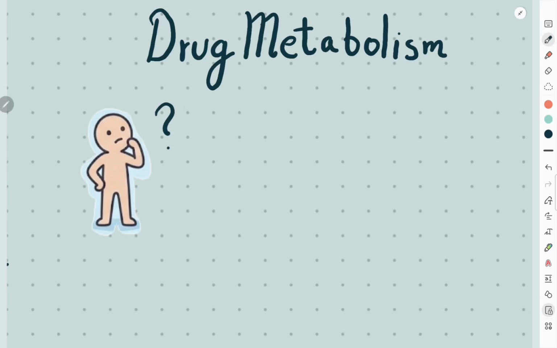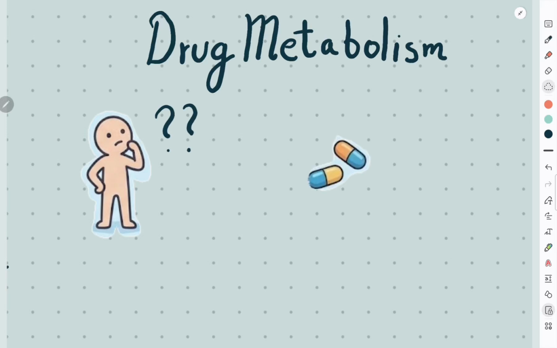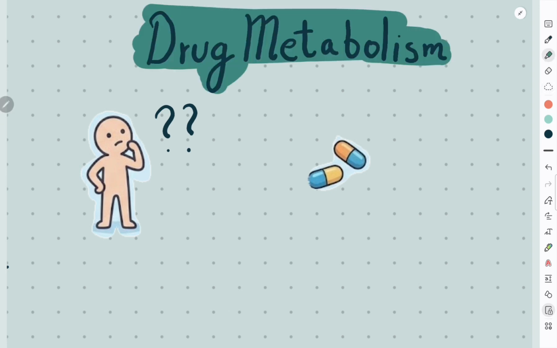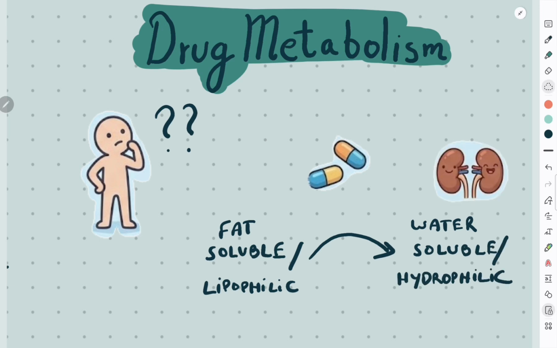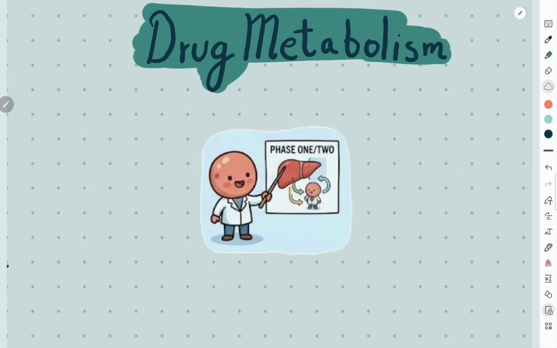Have you ever wondered how your body handles a foreign chemical or medication once it finishes its job? This process is called drug metabolism or biotransformation, and its primary goal is to turn fat soluble or lipophilic drugs into water soluble or hydrophilic compounds so your kidneys can easily excrete them in urine. This chemical conversion happens predominantly in the liver and is broken down into phase 1 and phase 2 reactions.